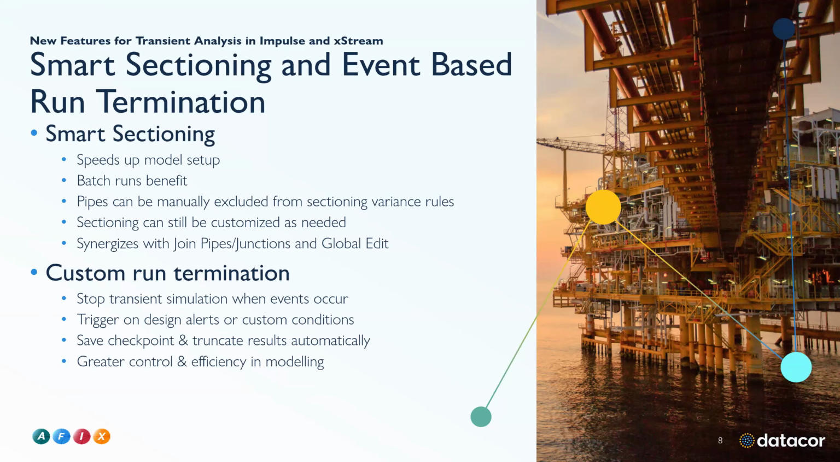As you will see later, the transient solver termination can also now be defined in multiple ways. We can do it based on time, as always, but you can also set it based on any transient junction events, so your pump and your valve transients, multi-condition events, etc. Or you can set it based on design alerts. And you can use any design alert you can set up based on the pipe and junction outputs.